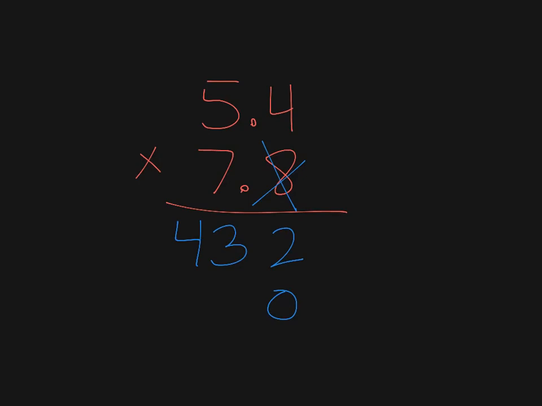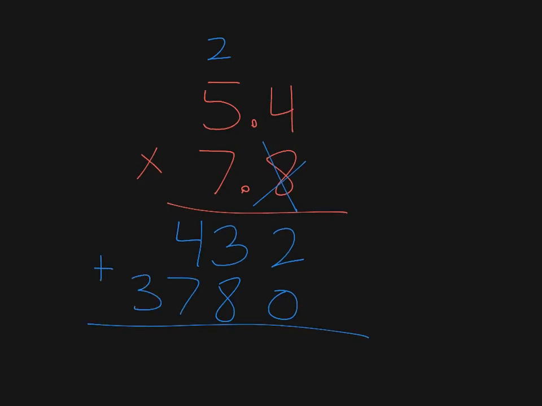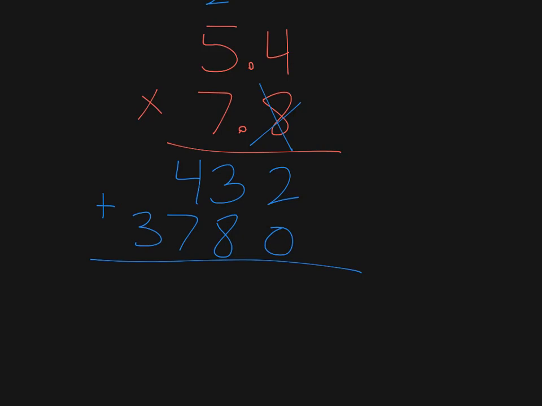Now 7 times 4 is 28. Carry the 2. 7 times 5 is 35. Add 2 is 37. Add up your partial products. 2 plus 0 is 2. 8 plus 3 is 11. Carry the 1. 1 plus 4 is 5. 5 plus 7 would be 12. Carry the 1. And 3 plus 1 is 4.